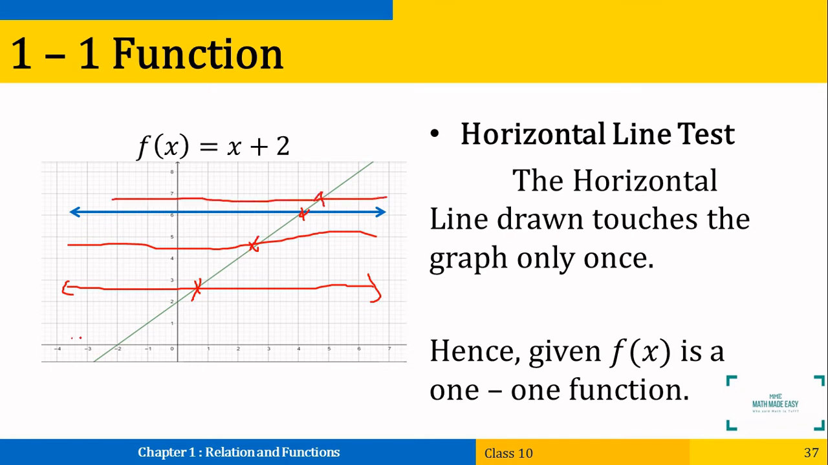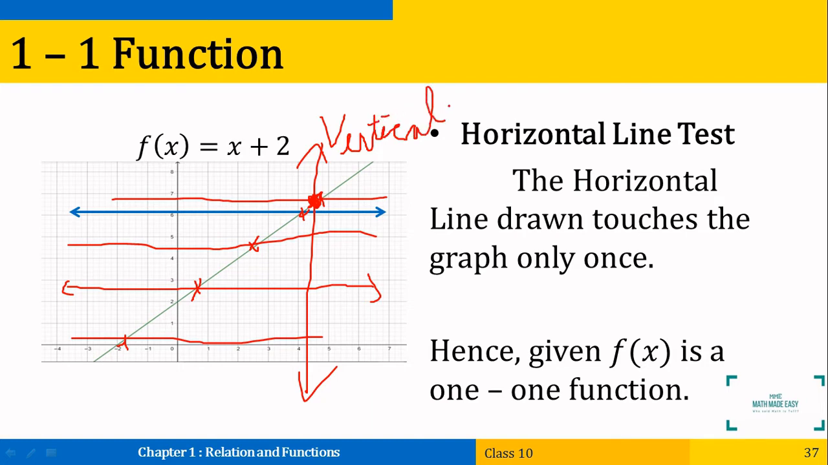So given f of x is a one-to-one function. But remember, the horizontal line test can be used only when the vertical line test is true. Why? The vertical line test tells you whether the given relation is a function or not. Only when a given relation is a function can you move on to types of function, right? So whenever the vertical line test is passed for a given relation, then you call that a function, and only then can you move on to the types of function.